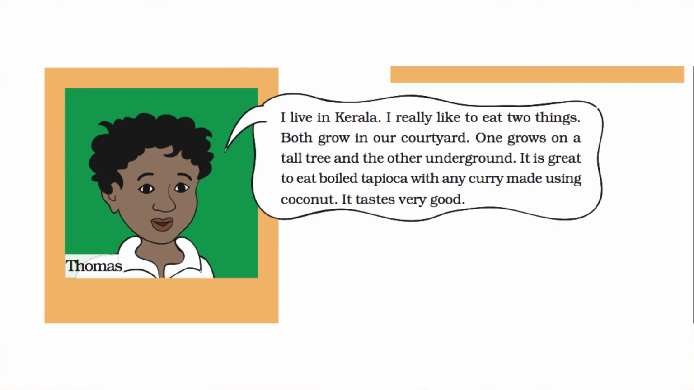This kid's name is Thomas and he says, I live in Kerala. I really like to eat two things. Both grow in our courtyard. One grows on a tall tree and the other underground. It is great to eat boiled tapioca with any curry made using coconut. It tastes very good. So students, all three of these kids are from different regions and hence their likes and dislikes are very different because of their eating habits and the food that is readily available there. Such examples are also very common and easily available in your classrooms, your group of friends, and your colony also.